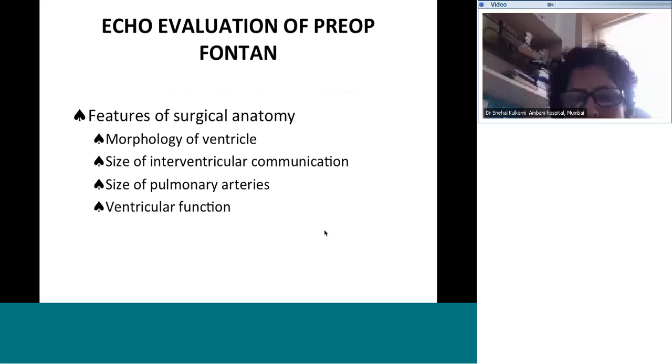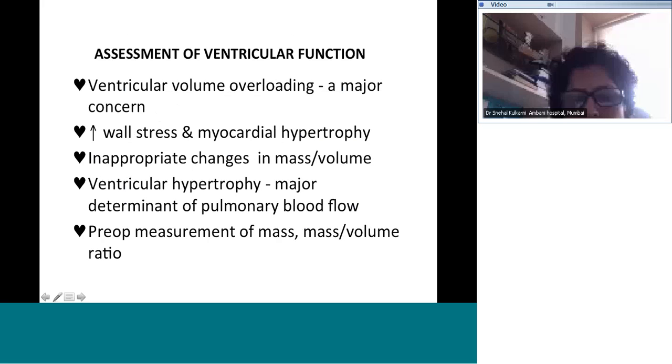Evaluation of preoperative Fontan again is a very important subset in itself. We need to see the features for surgical anatomy, morphology of ventricles, size of interventricular communication, size of pulmonary artery, ventricular functions. The ventricular volume overloading always is a major concern because it causes increased wall stress and myocardial hypertrophy. It has inappropriate changes in mass and volume. And ventricular hypertrophy actually is a major determinant of pulmonary blood flow because when you have ventricular hypertrophy, your end diastolic pressures are very high.